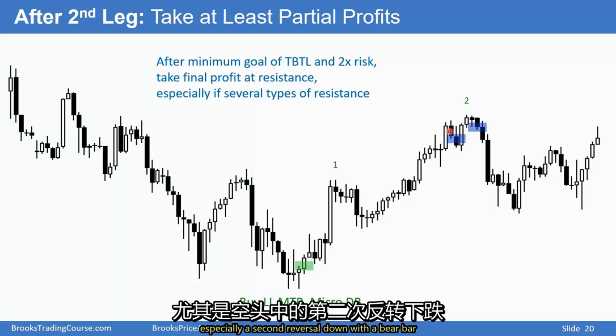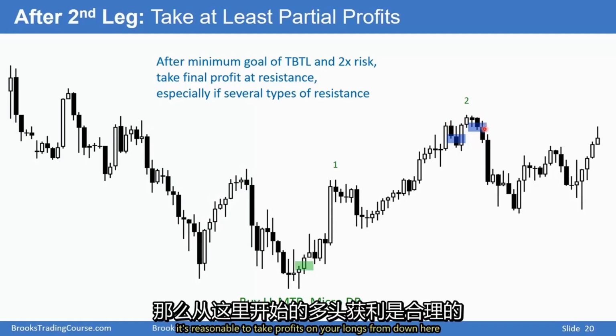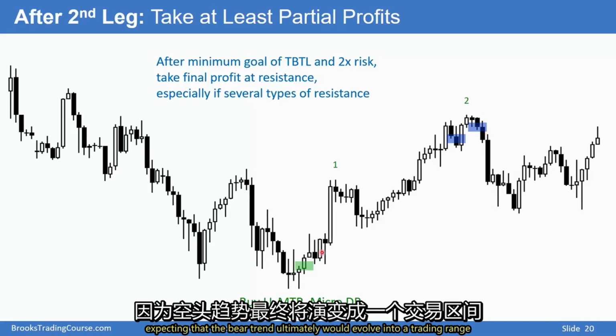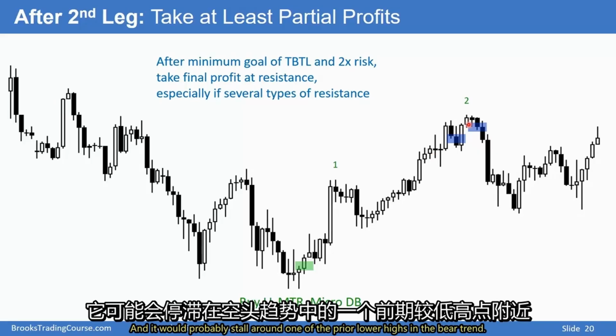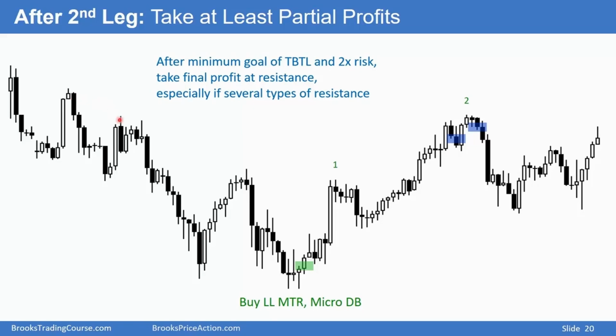And if you get a reversal down, especially a second reversal down with a bear bar, it's reasonable to take profits on your longs from down here, expecting that the bear trend ultimately would evolve into a trading range and that the bull trend would be a bull leg in that trading range and it would probably stall around one of the prior lower highs in the bear trend.